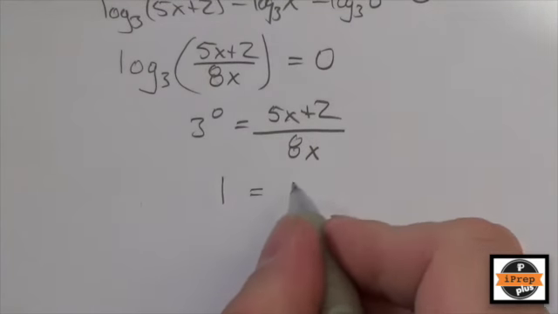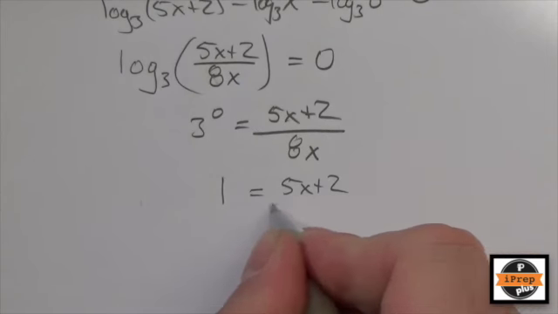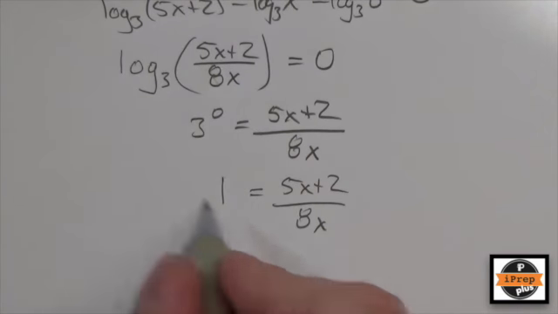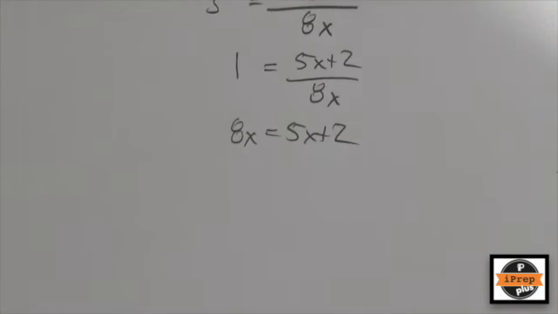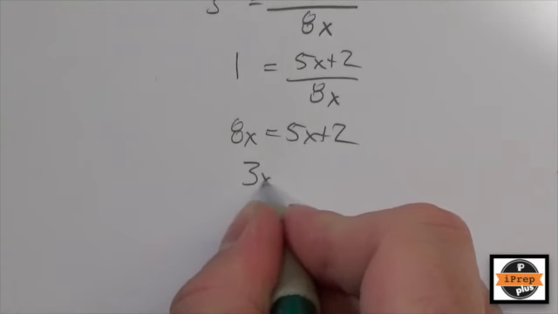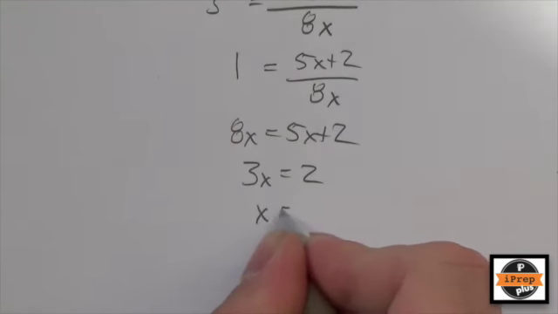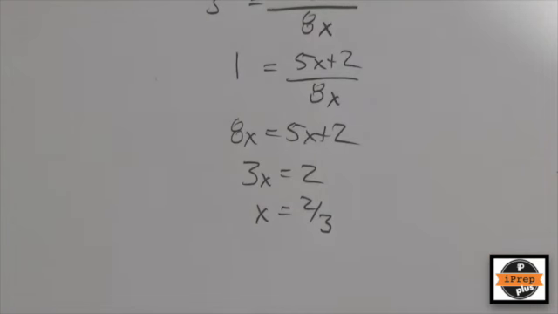So this is 1 is equal to 5x plus 2 over 8x, which means when we multiply that up here, we're going to get 8x has to equal 5x plus 2. Well, let's subtract 5x from both sides, and we'll get 3x is equal to 2. So x is equal to 2/3. Okay, good. That's a nice answer.